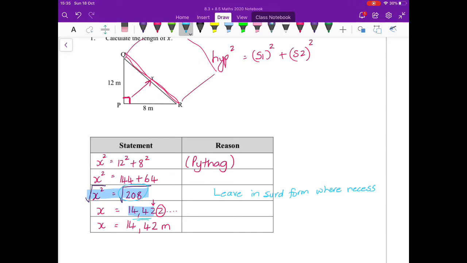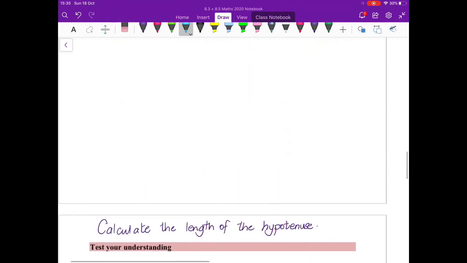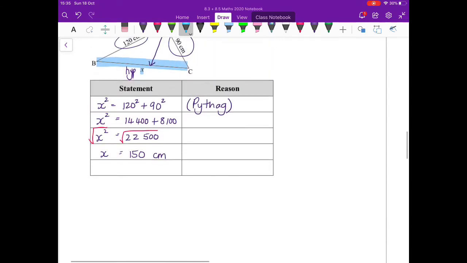So therefore, if this answer was in surd form, it would have been x equals the square root of 208. We didn't do that for the previous one, so even if it says leave your answer in surd form, because this square roots perfectly, it's not a decimal, so this number here is a perfect square, you do find the square root.